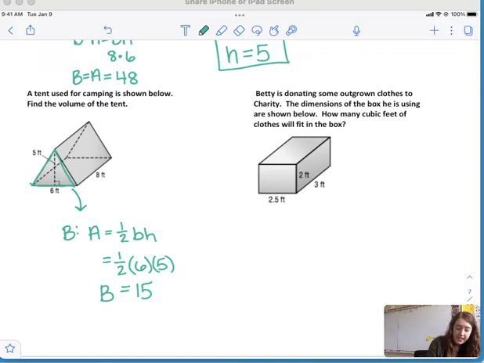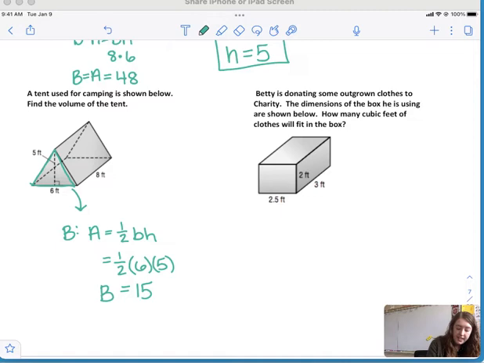Good deal. Betty is donating some outgrown clothes to charity. I'm not sure if charity is a person and that's why it's capitalized, or if that was, doesn't matter, okay. The box that he is using, or she, doesn't matter. Anyways, the dimensions are shown below.